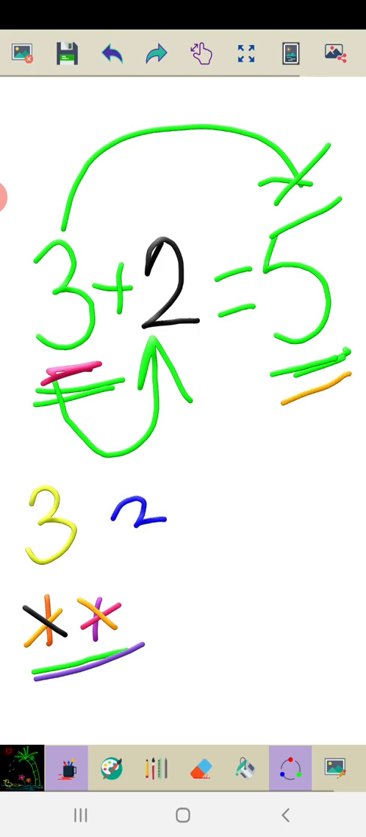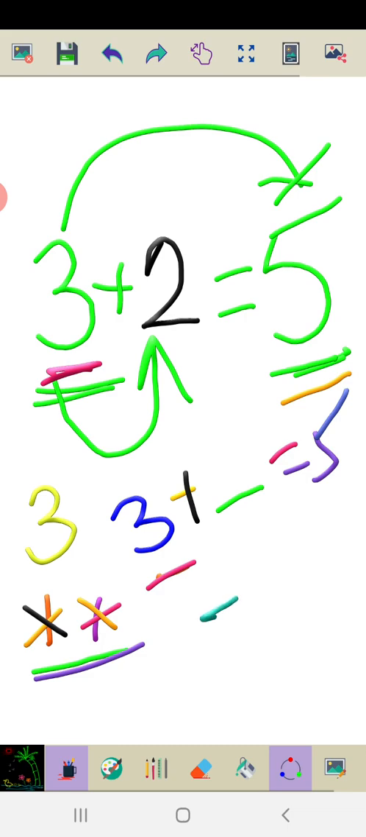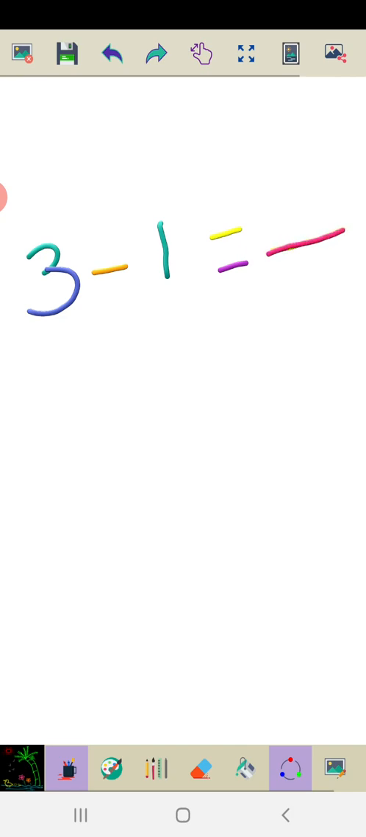So how is 3 becoming a new number? When we are adding a number to 3, it is becoming a new number. So also when we are subtracting, it becomes a new number. For example, again you take 3. Here 3 is there. In this 3 I am subtracting 1, so removing 1 so that it is becoming a new number.